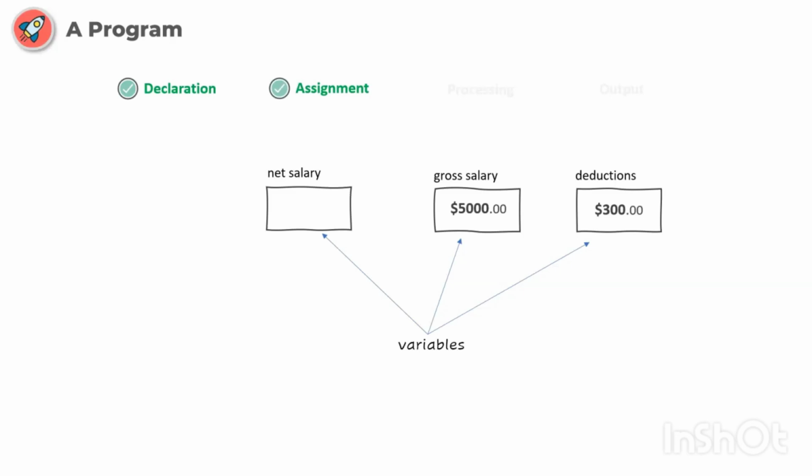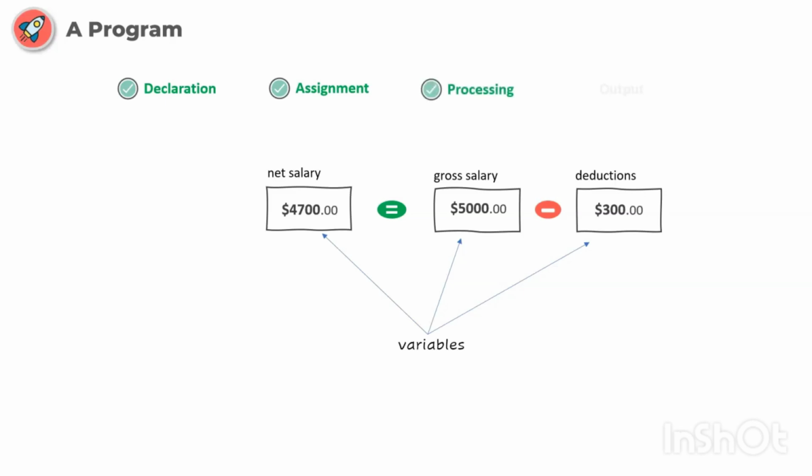And then we instruct the computer about how to process the data. For example, subtract the deductions from gross salary and store the result in the variable net salary. Or for that matter, any logic depending on the problem we wish to solve. We call this step processing.